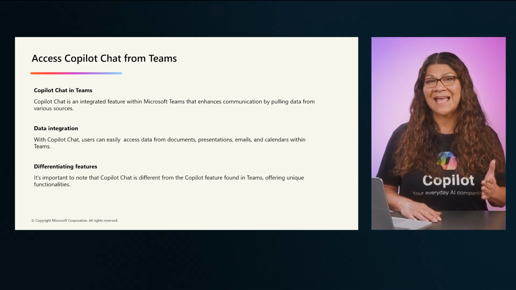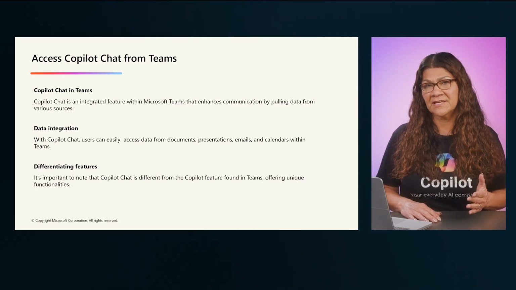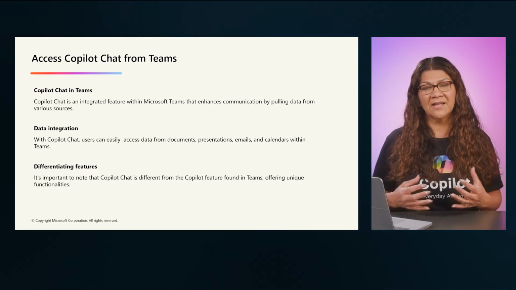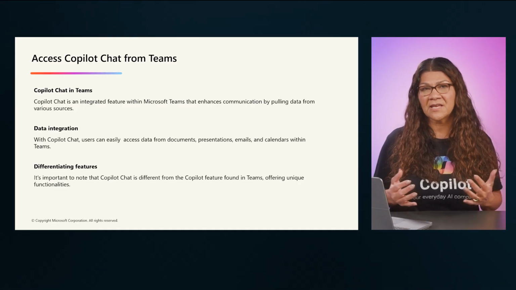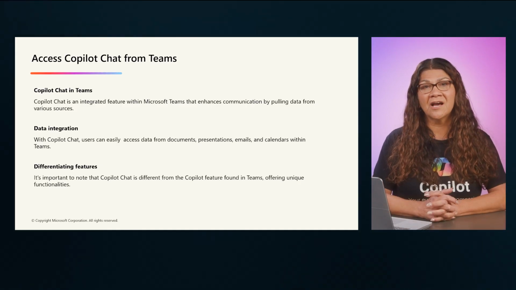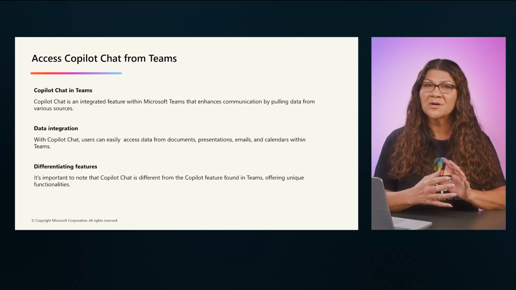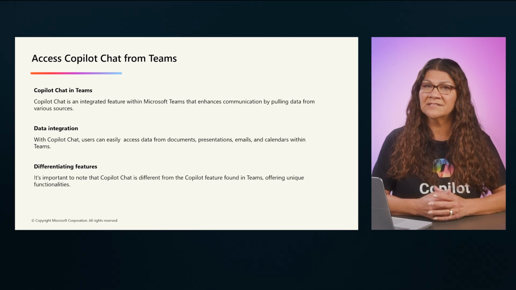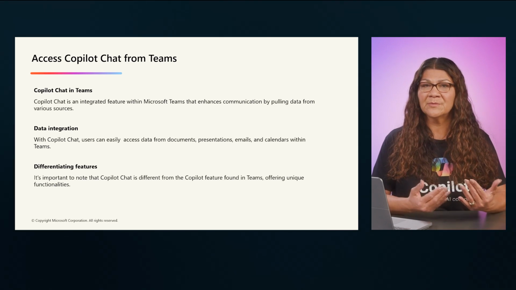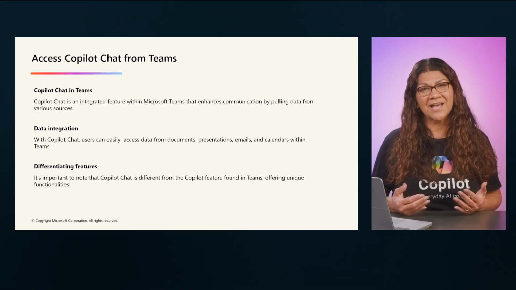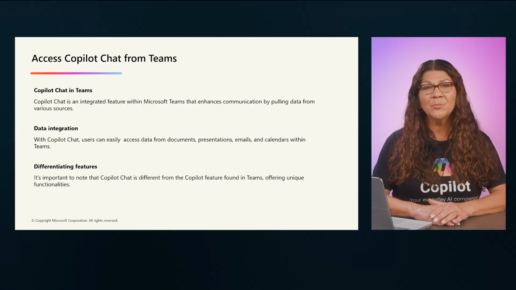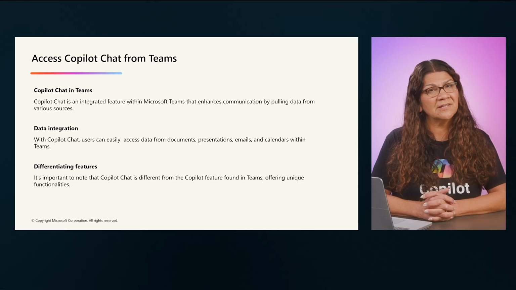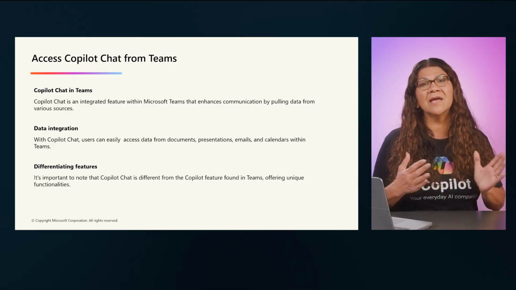Copilot Chat can be accessed directly from Microsoft Teams, giving you a seamless way to pull your work data together: documents, presentations, emails, calendars, notes, and contacts into the same place where collaboration already happens. Unlike Copilot in Teams, which assists inside meetings and chats, Copilot Chat is a separate experience opened from the Copilot icon in the Teams app. Once inside, you can instantly toggle between work mode and web mode.